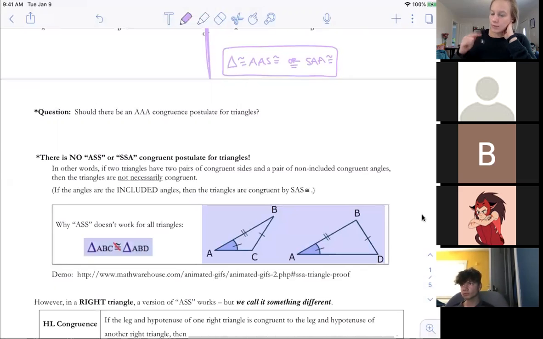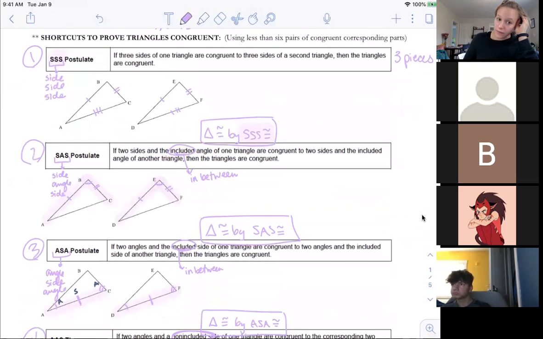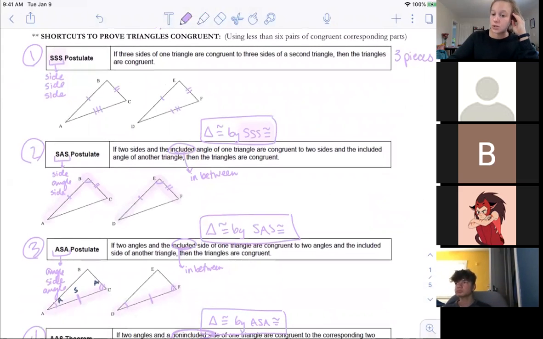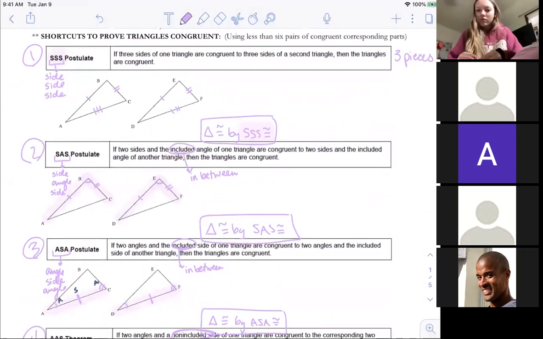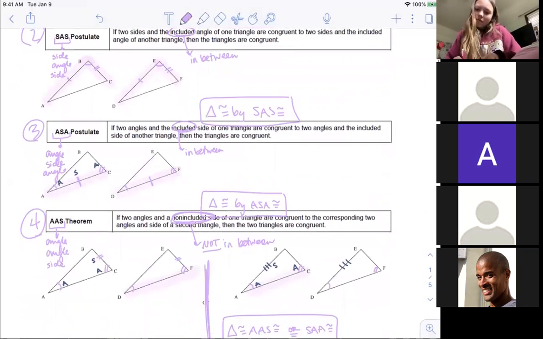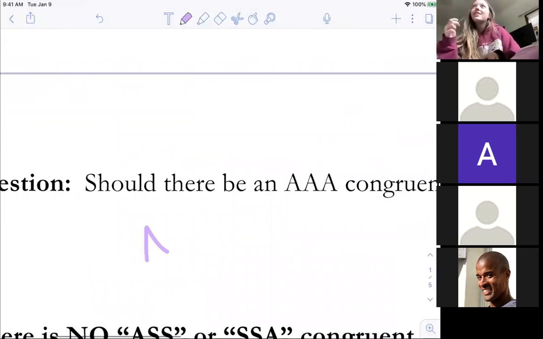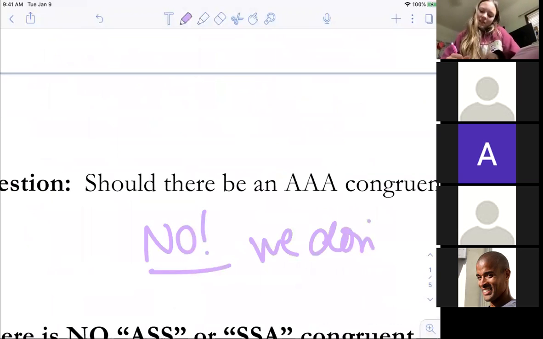Well, that kind of reminds me of what we were just talking about with third angle theorem. Does third angle theorem work? We said no. It doesn't work because we don't know anything about the side lengths. All of the examples we used had 1 or 2 or 3 sides: SSS, SAS, ASA, or AAS. They all had at least 1 S. So no, having 3 angles is not enough information. We don't know any side lengths.